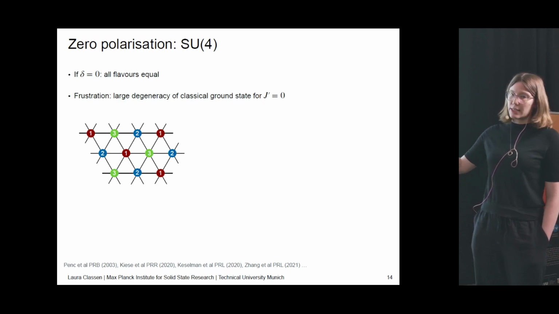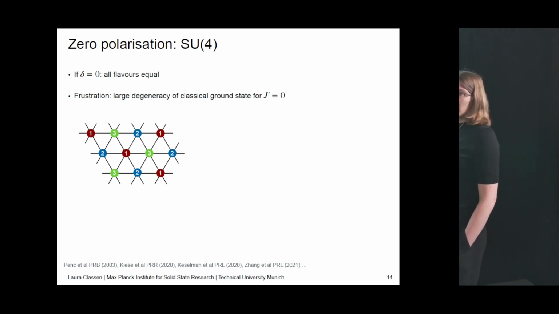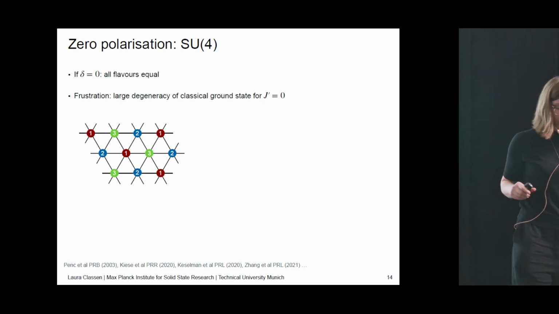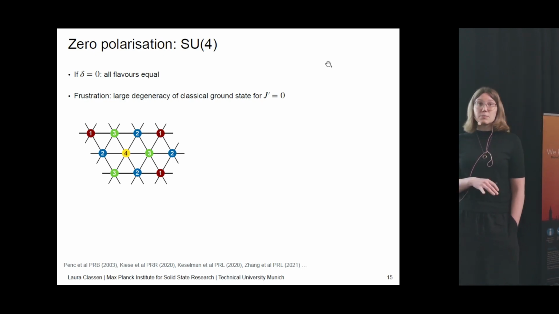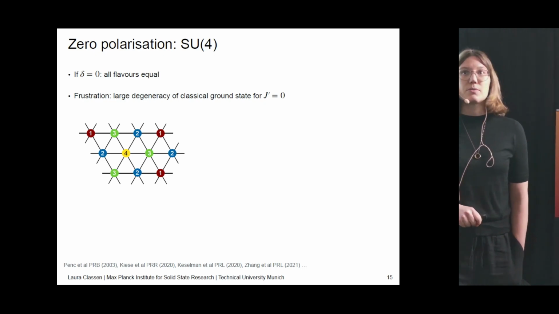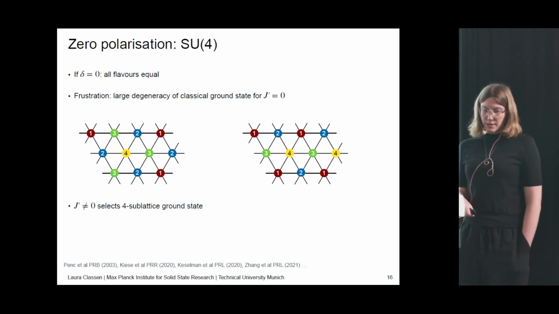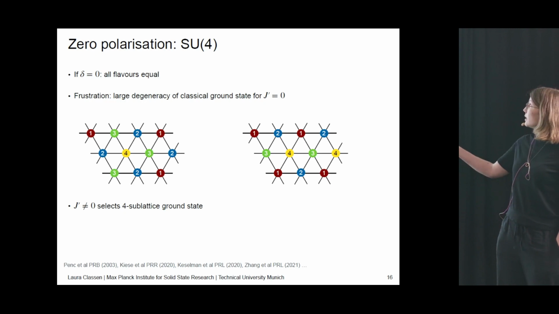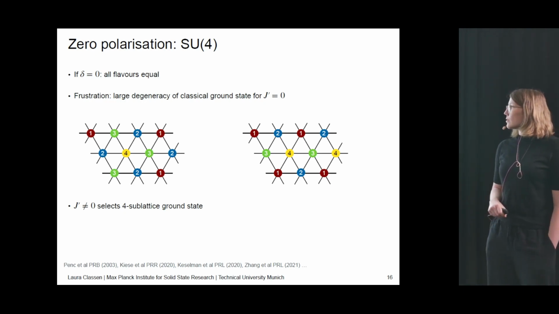And for the start, let's set J prime, the next nearest neighbor, to 0. However, there's still a large degree of frustration, at least in a classical consideration in this system, because I can replace any of these flavors here by the fourth one and have a state of the same energy. So there's a huge degeneracy in the ground state. As soon as I add a J prime, this will favor such a four sublattice ground state in the system.